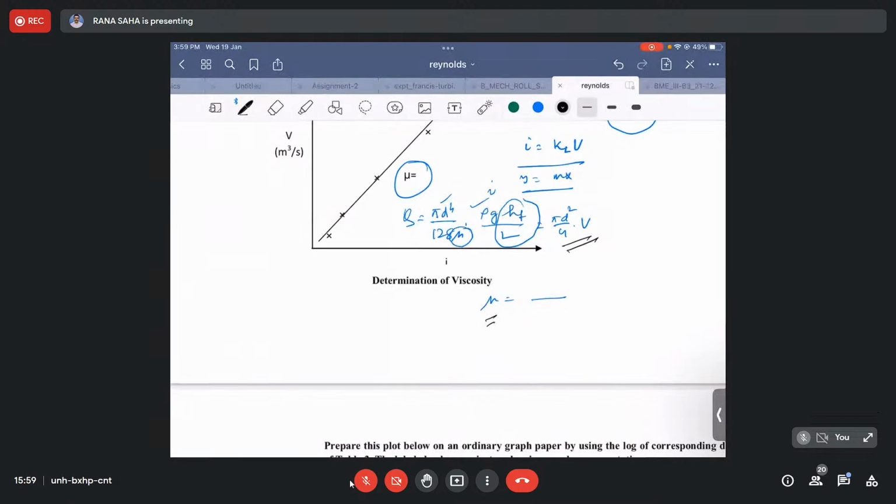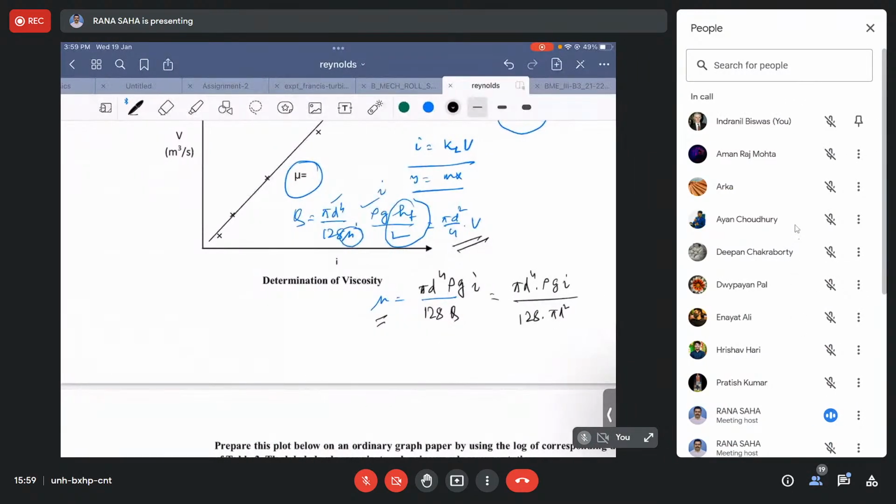That means you can write this as pi d to the power 4 rho g hf by L, which I can write as I, and then 128 Q in terms of Q. This you can write as pi d to the power 4 rho g I, and in place of 128 Q, write pi d square by 4 V.